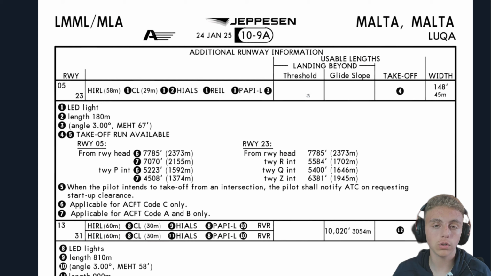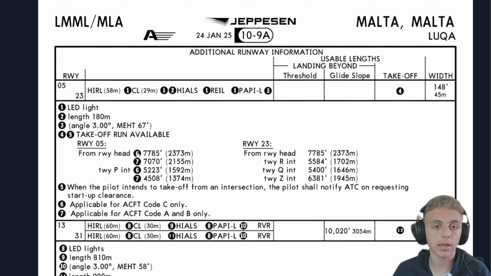There is nothing in the threshold, as there is not a displaced threshold, and nothing on the glide slope, because a glide slope needs an ILS system, and since runway 05 and 23 do not have an ILS system, they do not have a glide slope. You have the takeoff run, which I will get to in a moment, and the width of the runway, 148 feet, 45 meters. You have the takeoff run available from different positions.